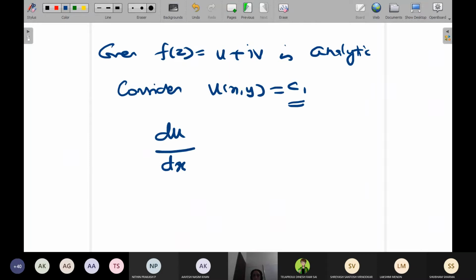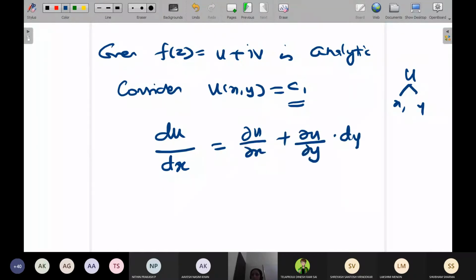How will du by dx be, ma'am? u is a function of x and y. We want the total derivative with respect to x. It will be dou u by dou x plus dou u by dou y into dy by dx. You would have studied implicit functions, explicit functions, all these things, right?